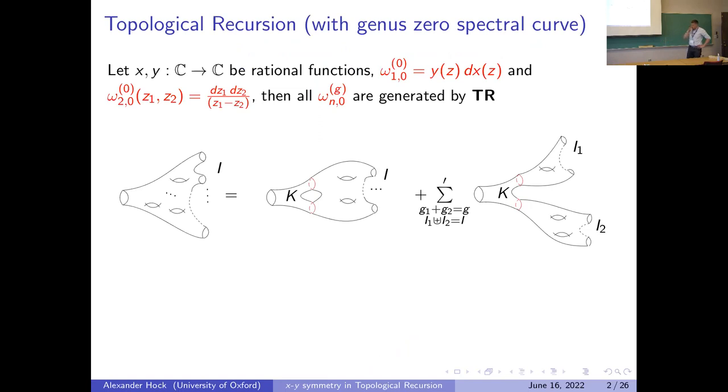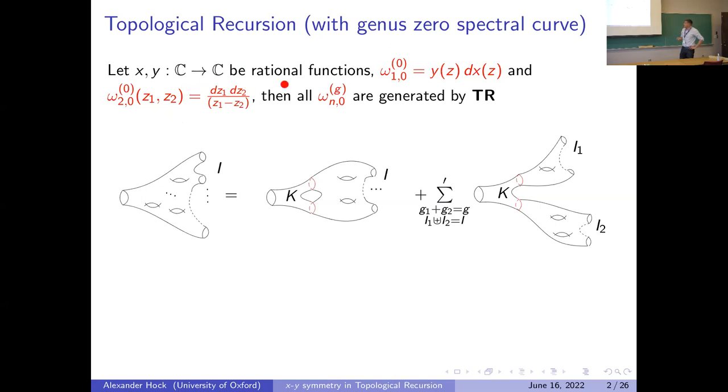Okay, so first of all, I try to summarize topological recursion, even though we don't know yet what it is. I hope most of you know topological recursion in general, and I will work here with the genus zero spectral curve. So it means that I just give you some rational function x and y from C to C. In the notion of topological recursion, you would talk about coverings of Riemann surfaces, but it's easier here to just stick to x and y, some rational function from C to C.